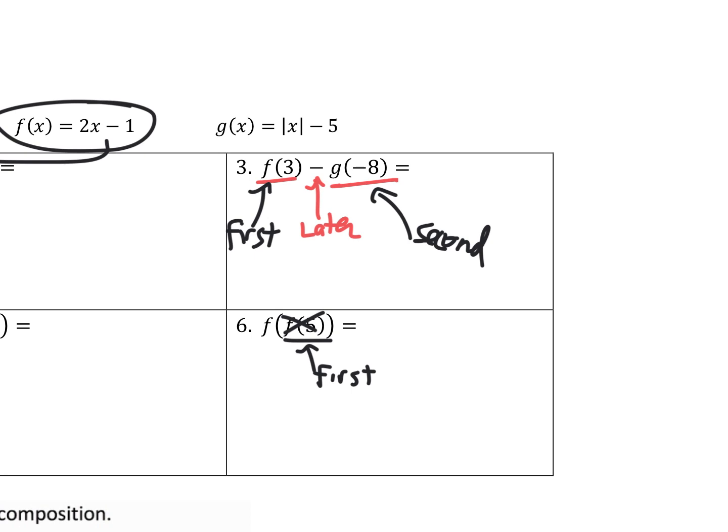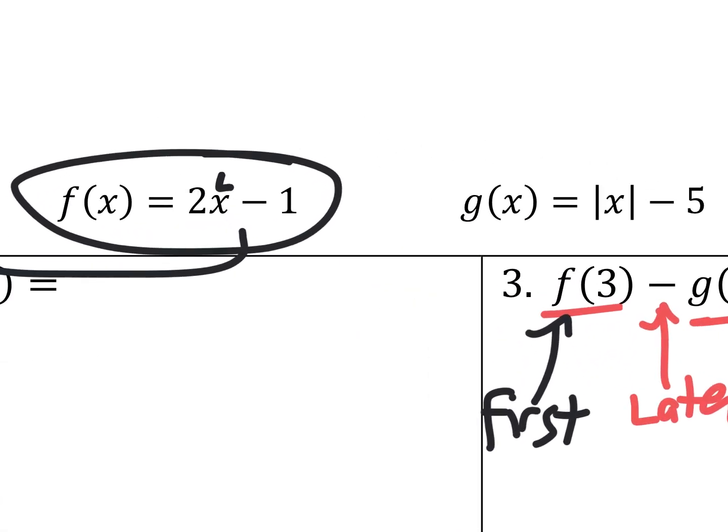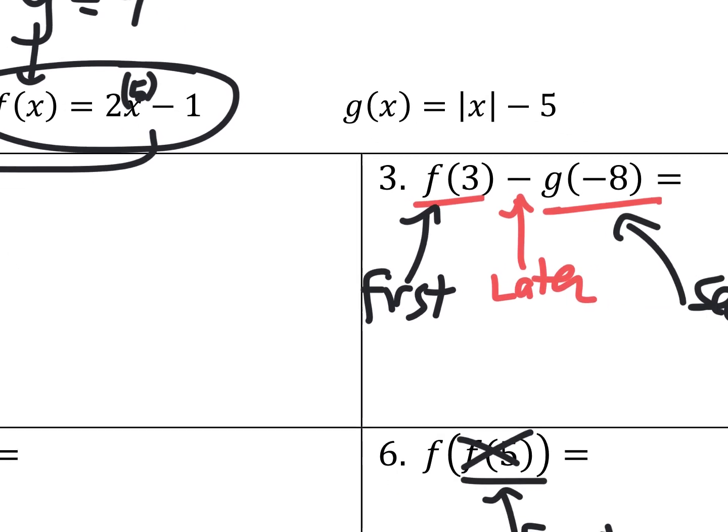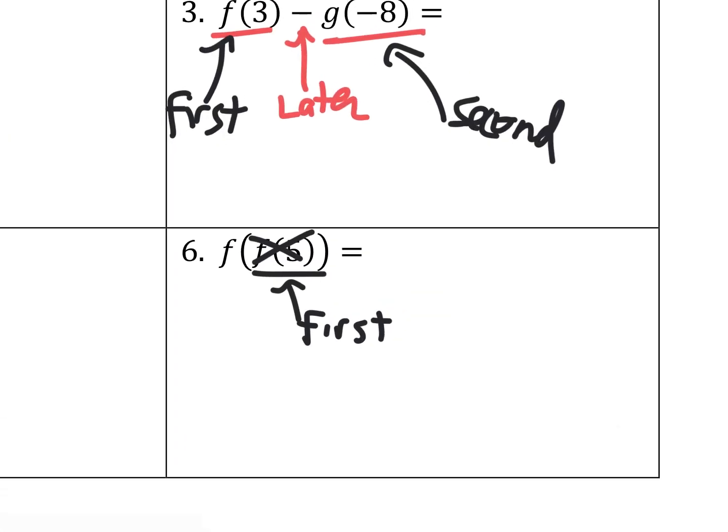I'm going to find f of 5 real quick. I'm going to put a 5 right here. That's 2 times 5 is 10 minus 1. So y equals 10 minus 1 is 9. When I put in 5 for x, I got 9. So that's a 9.